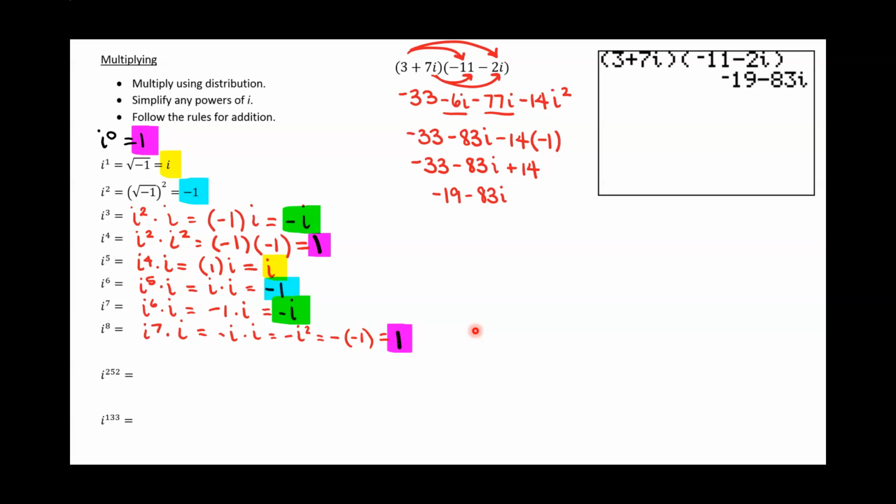That pattern of 4. So if I want to find something like i to the 252, I could sit here and count these out over and over and over again, but there's a faster way to do that.